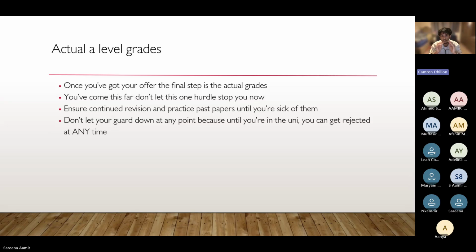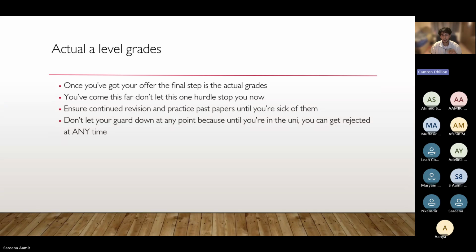Don't slow down, basically. Don't ever be complacent and think, okay, that's fine, I got my offer, I'm going to be fine. Because unless they send you that email saying congratulations, you're in the uni, you can get literally rejected at any point. I've seen it happen, and it's really not nice when someone's put so much effort in just to fail at the last step.